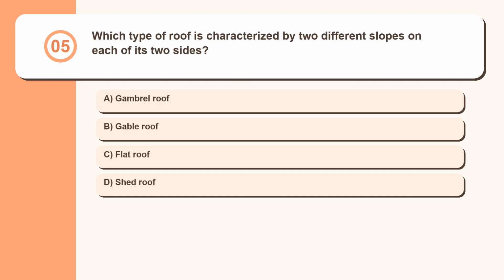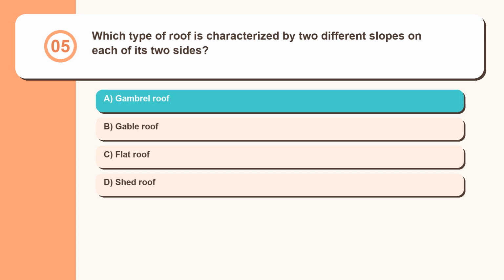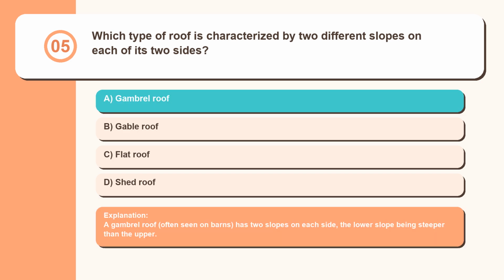Question 5. Which type of roof is characterized by 2 different slopes on each of its 2 sides? Gambrel roof, gable roof, flat roof, shed roof. A gambrel roof, often seen on barns, has 2 slopes on each side, the lower slope being steeper than the upper.